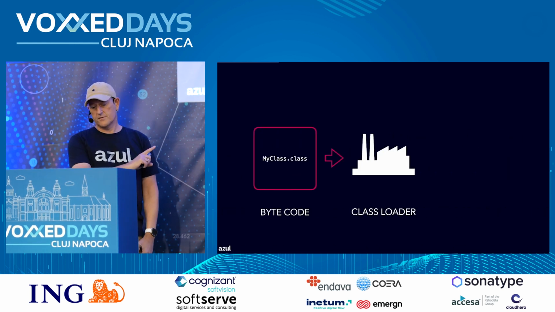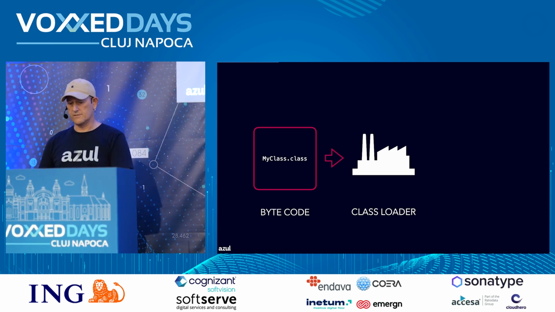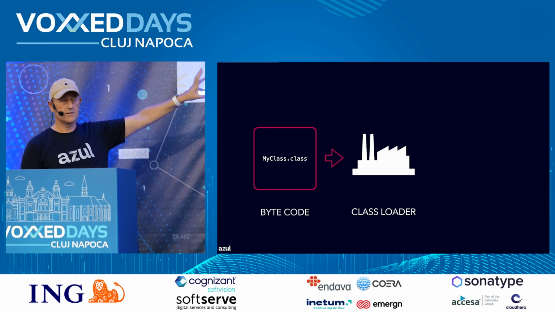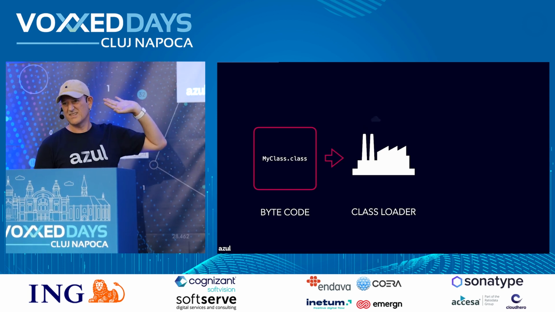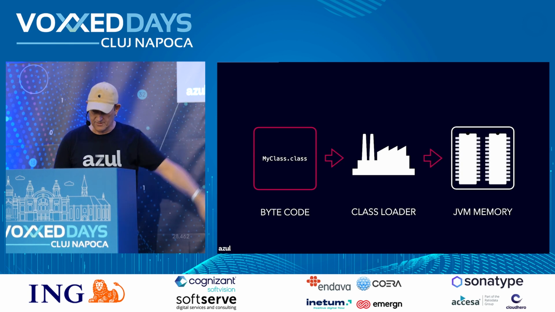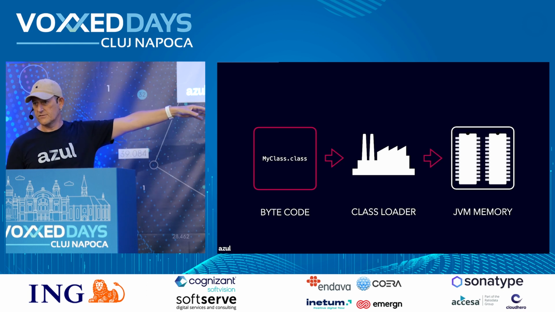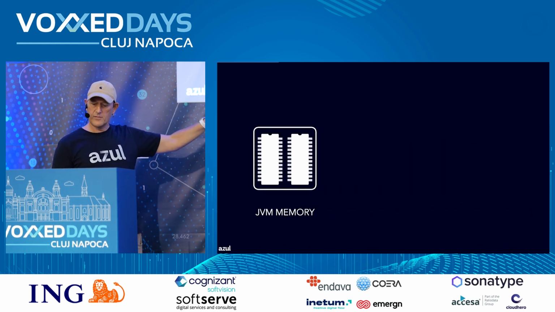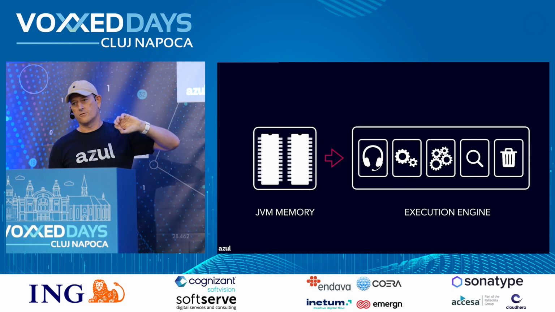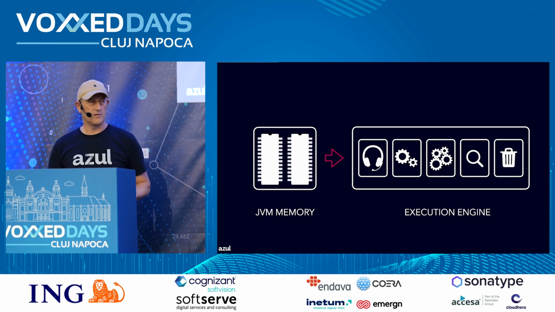Once we have the class files, the question is, how do they get into the JVM itself? Therefore, we have the so-called class loaders. Here it looks quite simple, but even the class loaders are quite complex. But we don't want to talk about class loading here. The class loaders take care of getting the class file into the JVM memory. And from JVM memory, it gets into the so-called execution engine, which I would like to explain a little bit more in detail, but really just a little bit.